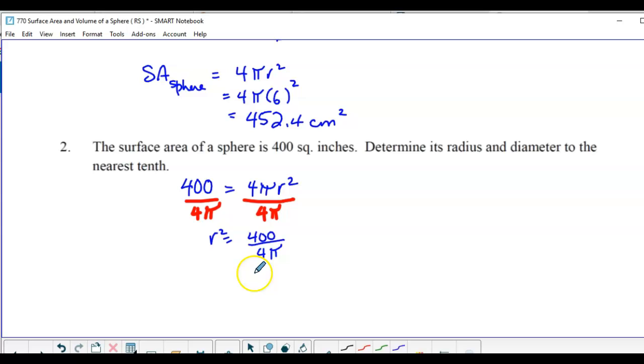What you can do is keep it exact. 4 goes into 400 is 100 over pi, so that's r squared. Really you could simplify that: when you square root, you'd have 10 over root pi and then rationalize it. But it does say to the nearest tenth. So in any case, to get r, we have to take the root.